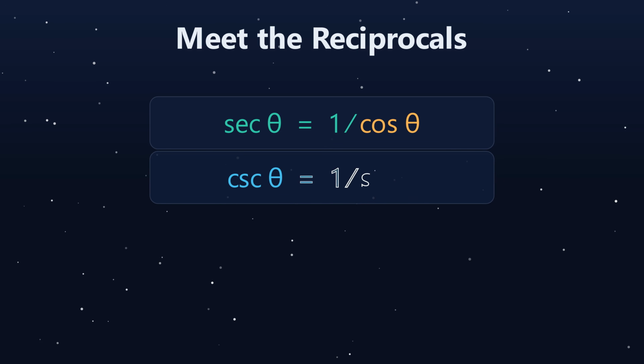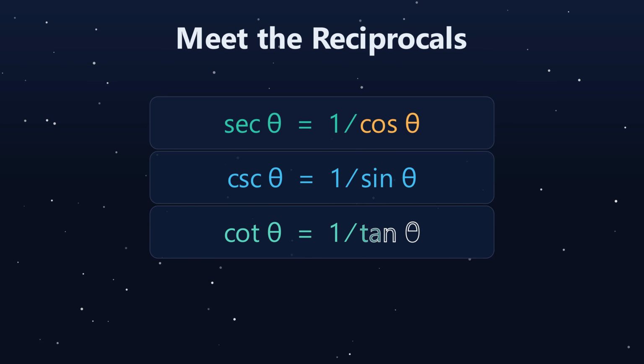Meet the reciprocals. Flip the cosine and you get the secant. Flip the sine and you get the cosecant. Flip the tangent and you get the cotangent. Secant, cosecant, cotangent. They're not new ideas, they're the same 3 functions turned upside down. But watch where they actually live on the circle because it's gorgeous.